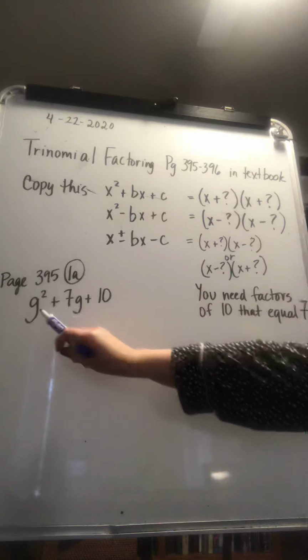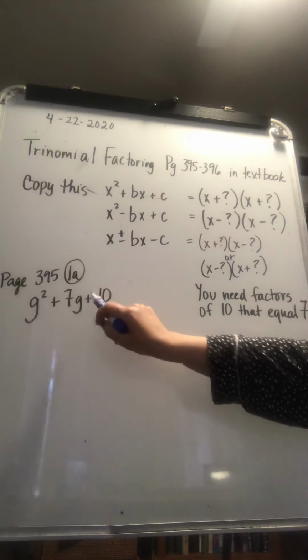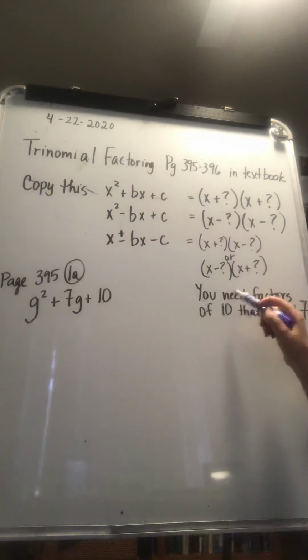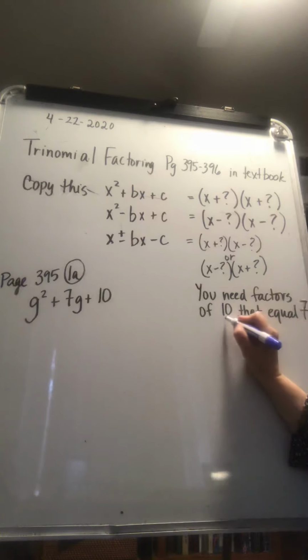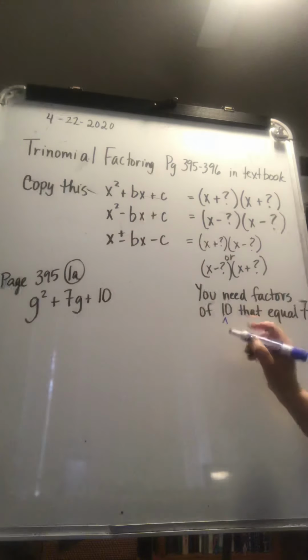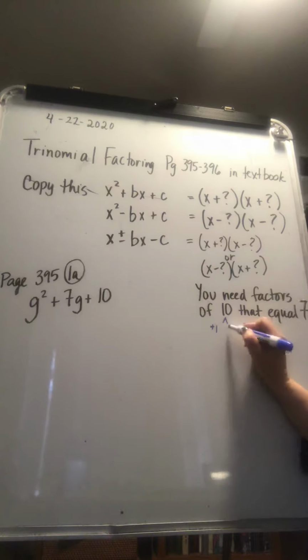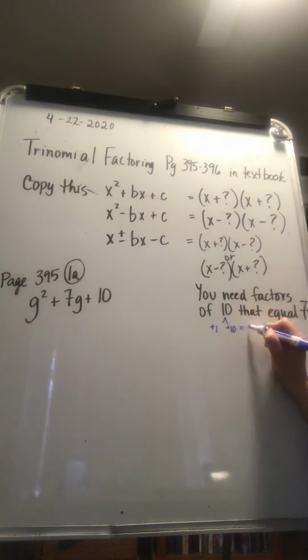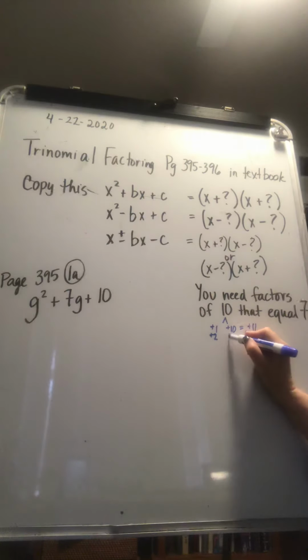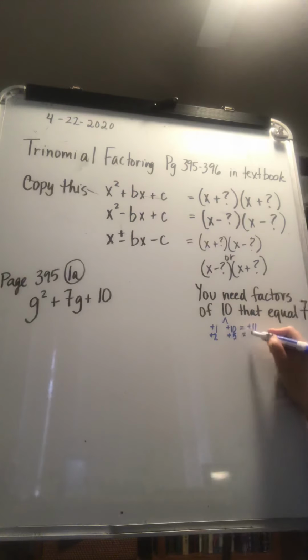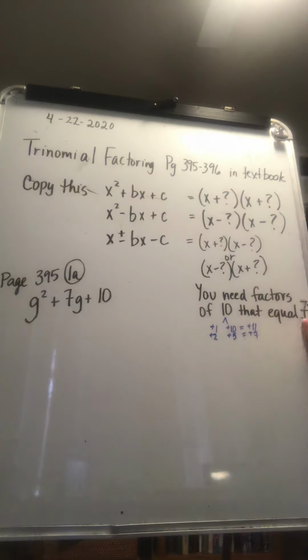Okay, we have g squared plus 7g plus 10. You need factors of 10 that add up to 7. So I'm going to get my factors of 10, and I know these are all positive. So I have 1 plus 10, that equals 11. That's not 7, that's not going to work. And then I have positive 2 plus 5, which is positive 7. Good, that works for me, okay?